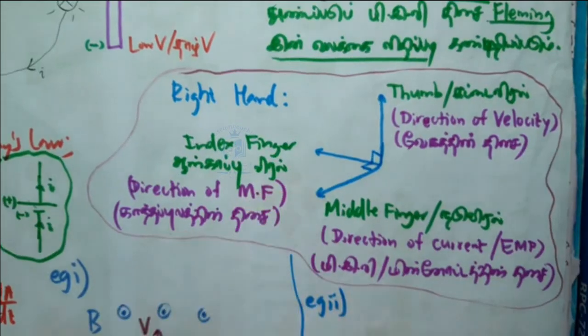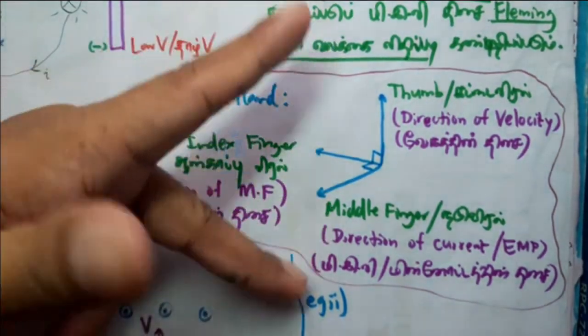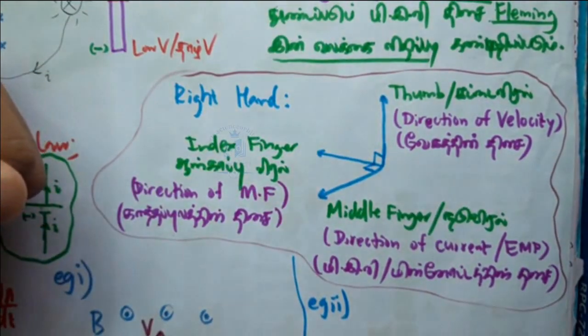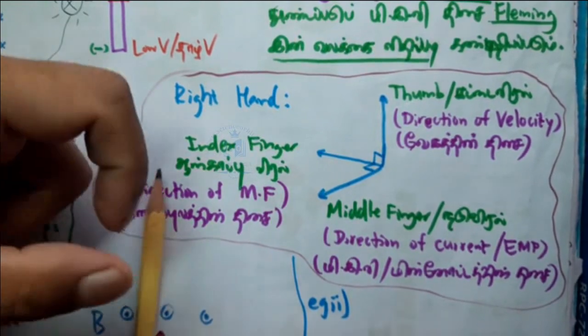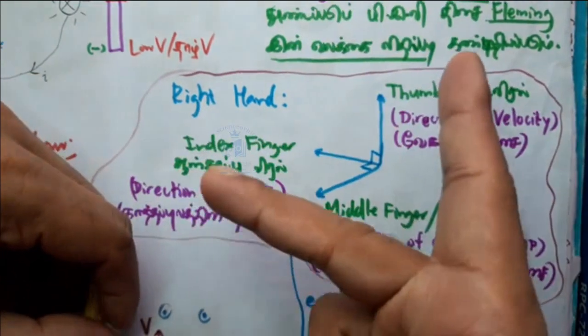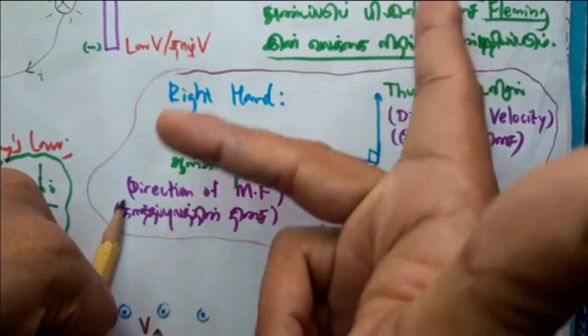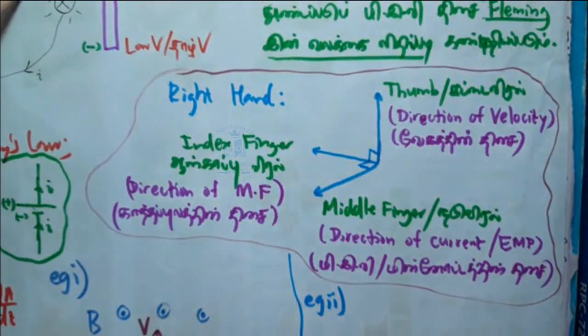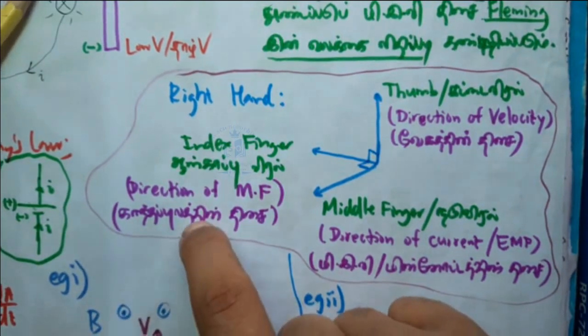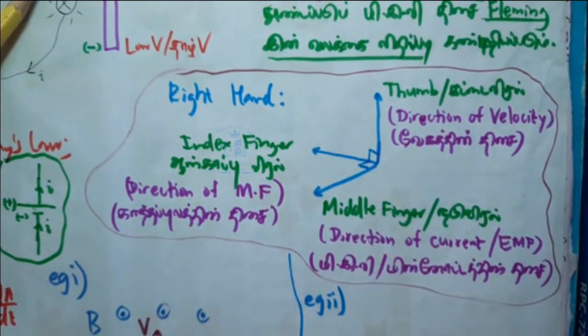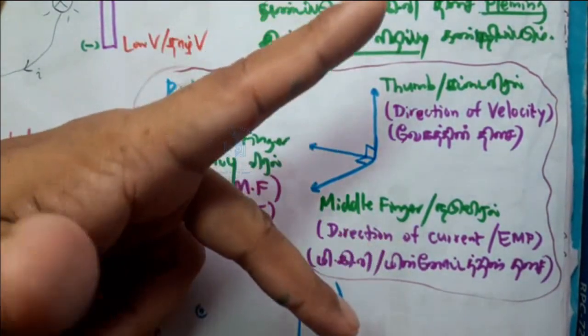So if you summarize, we use Fleming's left hand rule to find the force acting on a current carrying wire which is kept in a magnetic field, but we use Fleming's right hand rule to find the direction of electromotive force induced when a conductor is moved in a magnetic field.